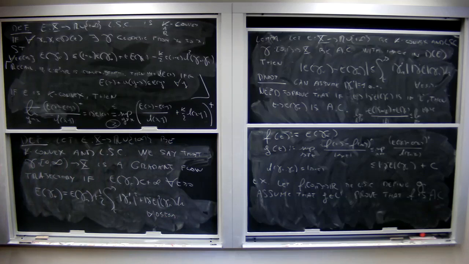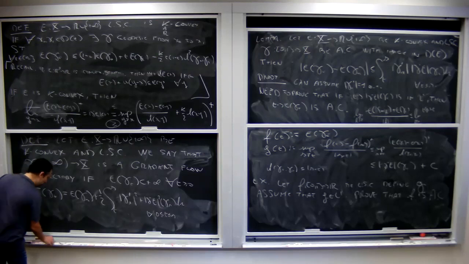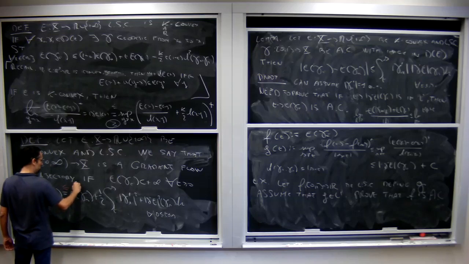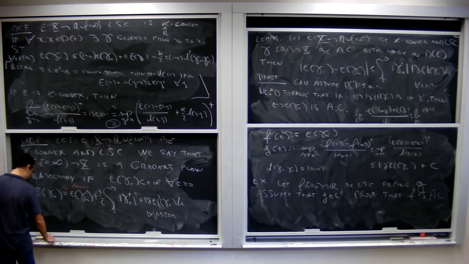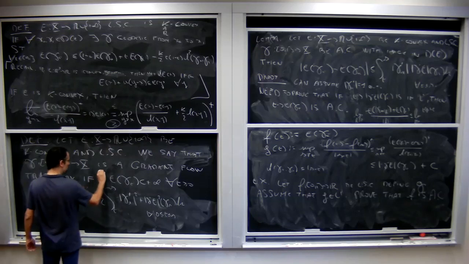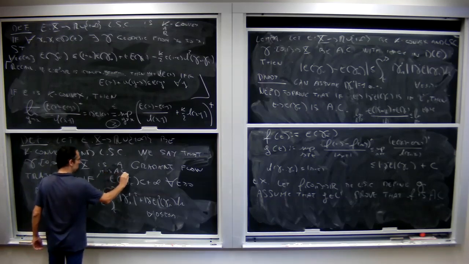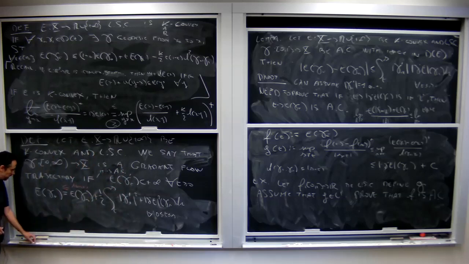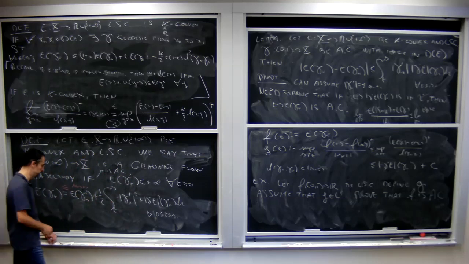You can view that lemma as a moral justification that this definition makes sense. In some sense, it's carrying really information. Because this inequality is always true. Actually, I should specify that gamma is absolutely continuous, so that this makes sense. Okay, so this inequality is always true.